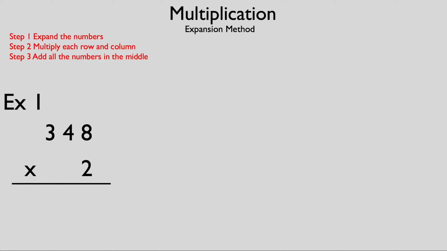Let's take a look at the expansion method. Step 1, expand the numbers. Step 2, multiply each row and column. Step 3, add all the numbers in the middle. Okay, so let's take a look at this first expansion. There will be about three examples or so, and then it'll be your turn. So let's take a look at the expansion.